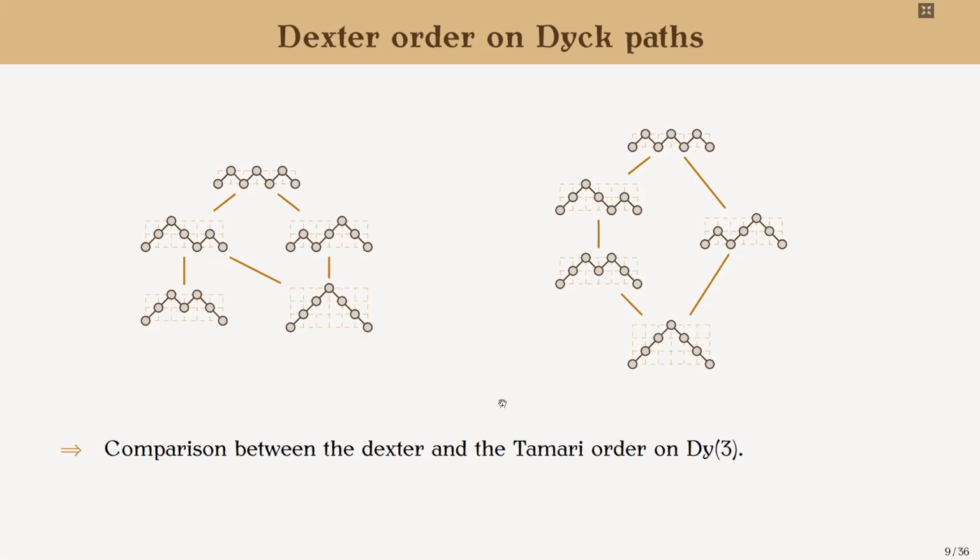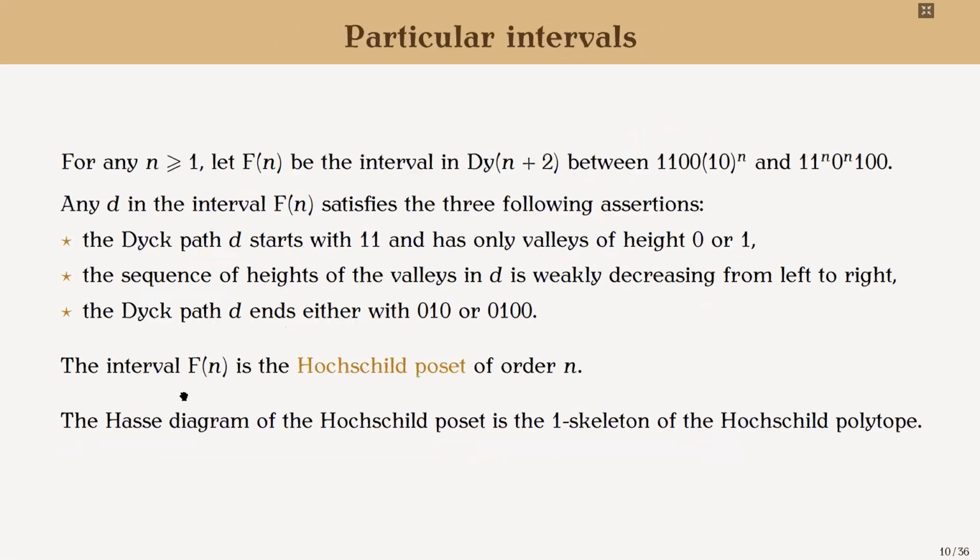Supremum, sorry, an infimum and a supremum for each pair of elements which are comparable. And this is not the case for the Dexter order, so this is not a lattice. This is a meet semi-lattice, in fact. But this is another story.